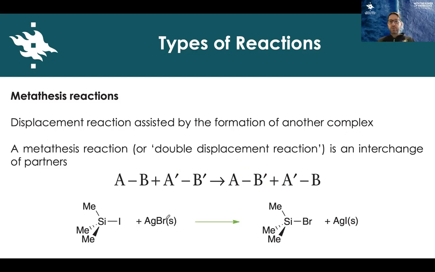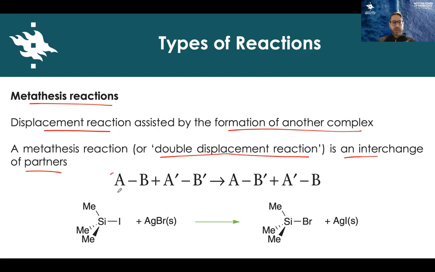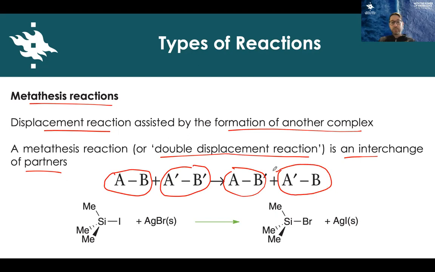Another example of reaction is the metathesis reactions, which involve a displacement reaction which is assisted by the formation of another complex. In other words, it's a double displacement reaction in which there is an interchange of partners. So we have one acid-base adduct reacting with another acid-base adduct, leading to this interchange of acid-base pairs here in the molecules, as exemplified by this equation.